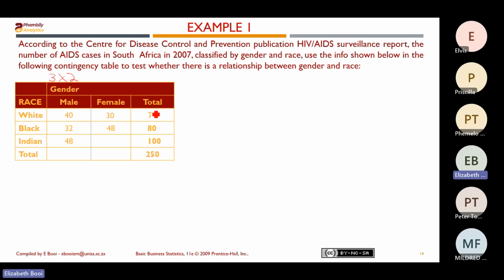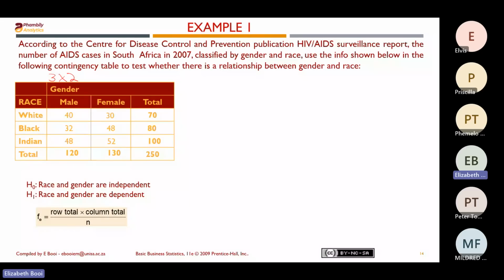And 250 minus 70, 80 would give us 100. And then we move to 100 minus 48 gives us 52. And we just add the remaining columns. And our contingency table is complete. State our null hypothesis and alternative hypothesis. Null: race and gender are independent. Alternative: race and gender are dependent.